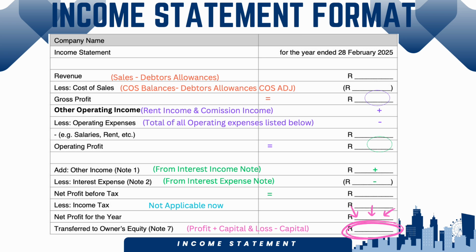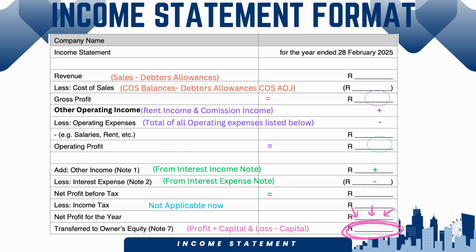So this is the format of our income statement, and I'm going to explain to you now how this format works because it's something a bit different to what you've seen before. So first off, you'll see that we start with our revenue. So what is our revenue? Our revenue is our sales less our debtors' allowances, meaning any sales that were sent back or that were discounted, we have to deduct this from our sales, and this gives us our revenue.